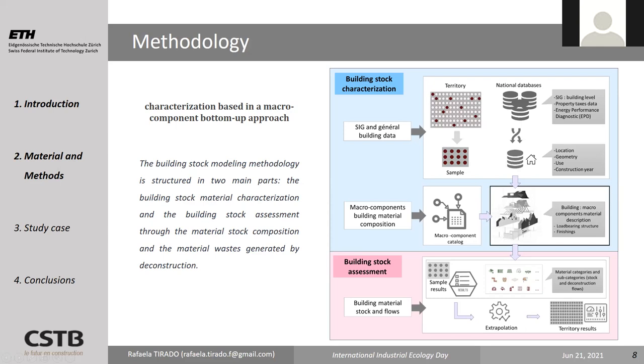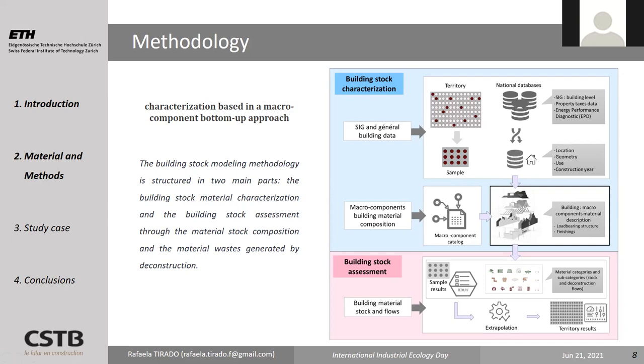The third part concerns two sub-steps. These sub-steps allow us to have a material description of buildings in the sample. The building stock assessment concerns the calculus of nature and quantity of material stock and flows for the territory. Firstly, the calculus is realized for the sample and then extrapolated at the territory level.